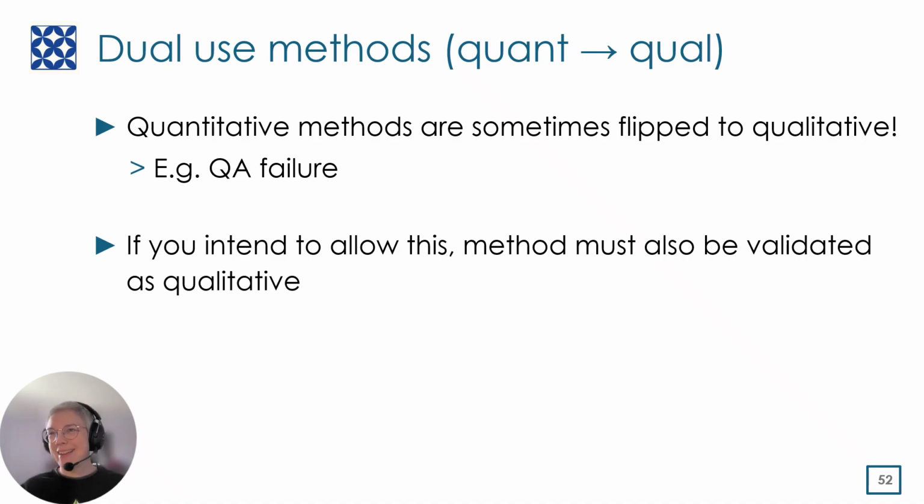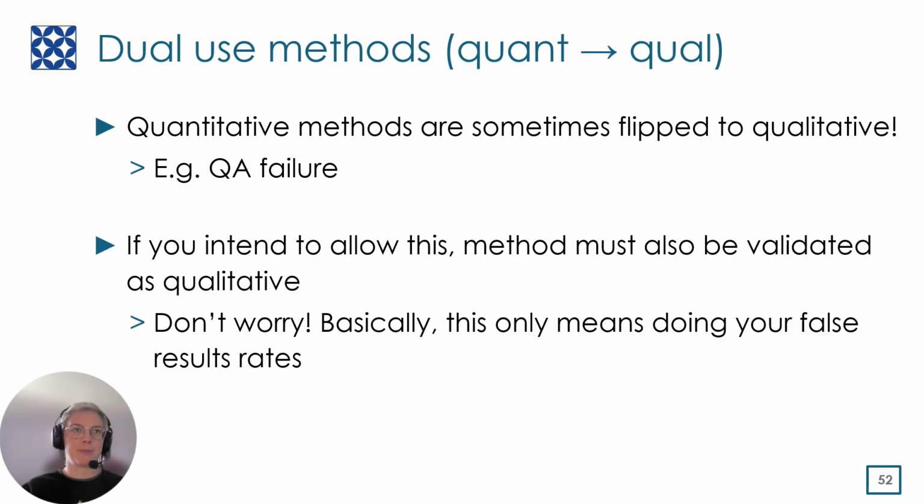So this looks like a lot of work when I say it like that, right? It looks like you need to do 2 validations, but really you can reuse a lot of the same data that you use in your quantitative method validation and just repurpose it to prove that it works as a qualitative method in the way that you intend to use it when there is a failure or flip to qualitative.